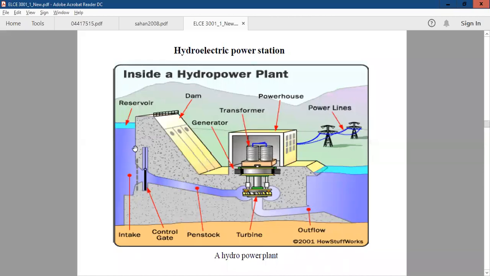Skilled and experienced people are required to build this dam. Okay, high cost of transmission. Transmission costs here are high.